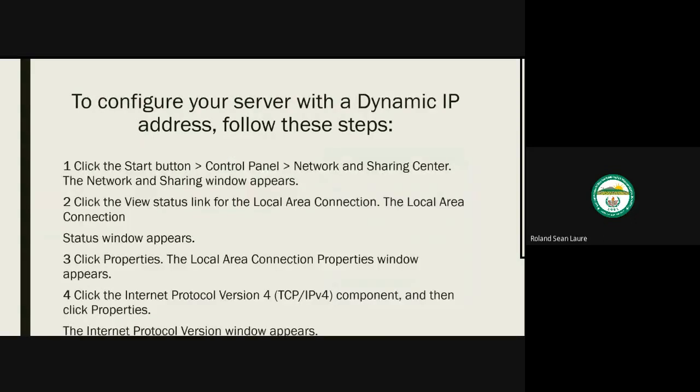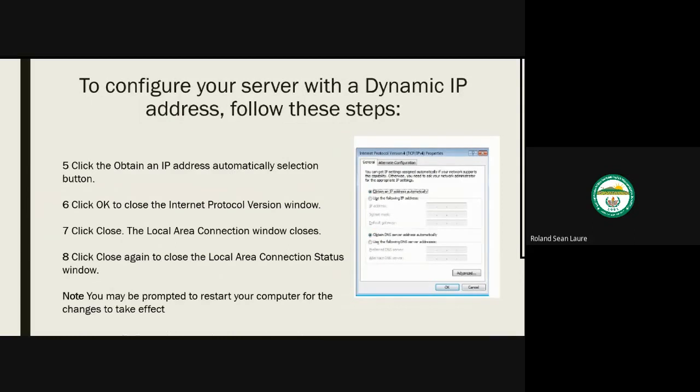Okay. So how to configure a dynamic IP address? Same procedure. Start button, control panel, network and sharing center. Then click view status of local area connection, then properties, then TCP/IPv4, then the next step is click obtain IP address. There is a button at the upper portion there, obtain IP address.